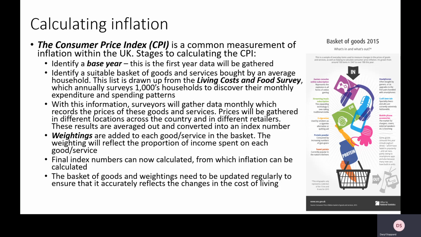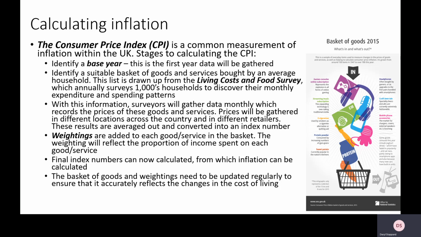What we then do, we identify a suitable basket of goods and services. Now, what we want to do, we want to know over time what is happening to people's cost of living. So we've got to make sure that the basket of goods that we select to measure inflation is representative of most households. So what we do, we conduct a survey called the Living Costs and Food Survey on an annual basis. And this will survey thousands of individual households to discover how much they spend and what they spend their money on each month. Now, what we can do with that information, then, we can use that to identify a suitable basket of goods and services.